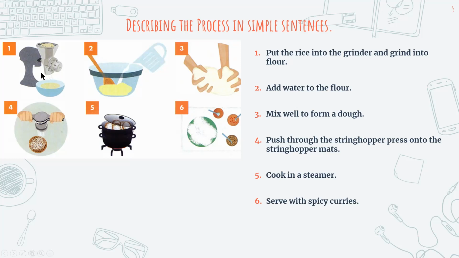For example, the first one: put the rice into the grinder and grind into flour. Okay, then add water to the flour, mix well to form a dough. Okay, push through the string hopper press into the string hopper mats, to make the noodles. Then cook in a steamer, and then serve with maybe spicy curries or something. Okay, so that's the process in simple sentences. This shouldn't take more than 2 minutes.